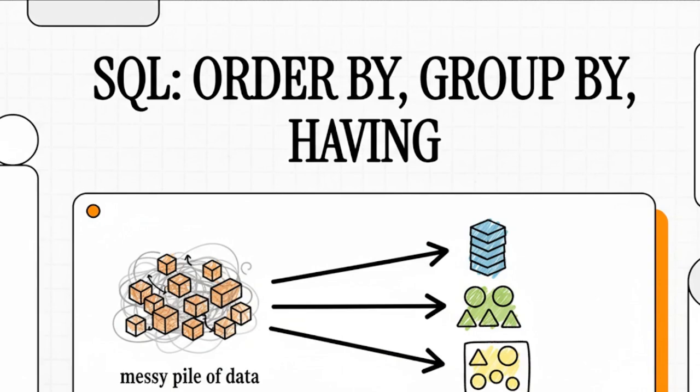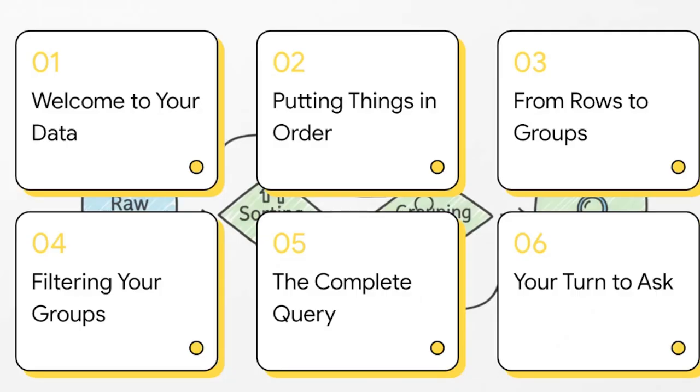The explainer. You know how you get that big, messy pile of data? Well, today we're going to whip it into shape. We're talking about turning pure chaos into crystal clear insights using three absolute powerhouses in SQL: order by, group by, and having. So here's how we're going to tackle this.